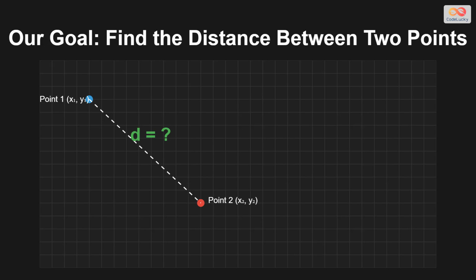Our main objective is to figure out how to calculate the straight-line distance between any 2 points on this grid. Let's call them point 1 and point 2. We want to find a general method for measuring the length of the line that connects them, which we'll call d.